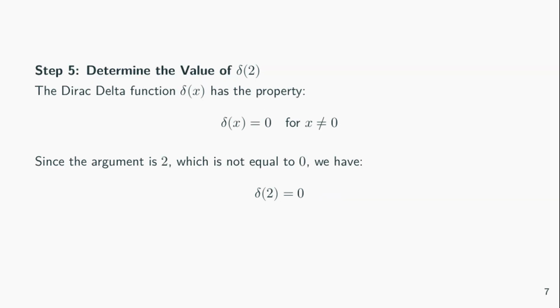Step 5 is about determining the actual value of delta(2). The Dirac delta function delta(x) has a very specific property. It is equal to 0 for any value of x that is not equal to 0. Since the argument in our case is 2, and 2 is definitely not equal to 0, it means that delta(2) is equal to 0.